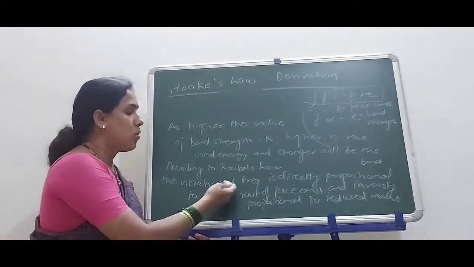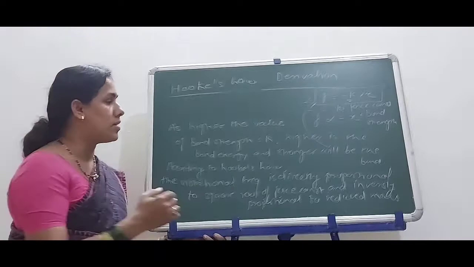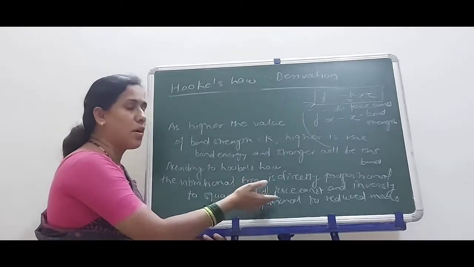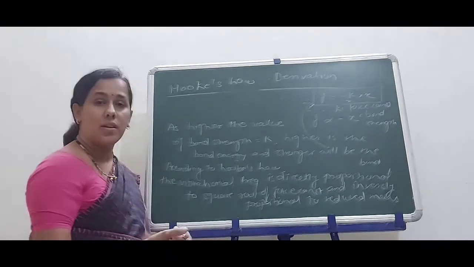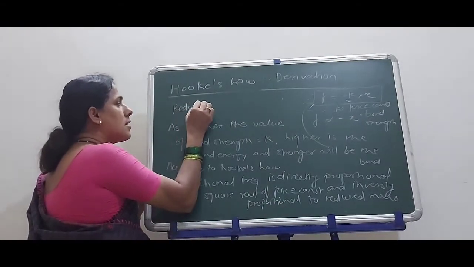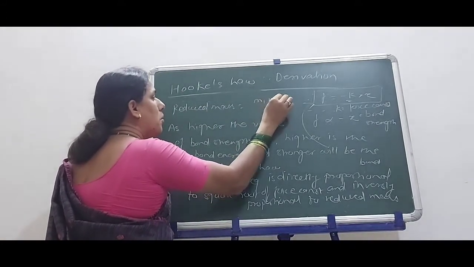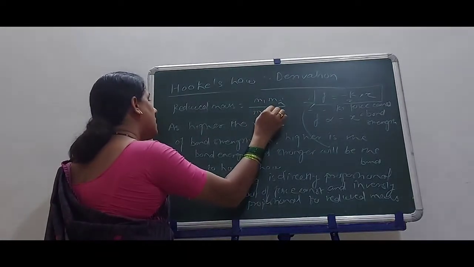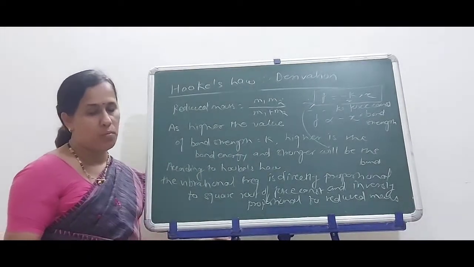What is the Hooke's law statement? The vibrational frequency of a diatomic molecule is directly proportional to the square root of the force constant and inversely proportional to the reduced mass. Now the question arises, what is meant by reduced mass? Reduced mass is equal to M1 M2 upon M1 plus M2, where M1 and M2 are the masses of the atoms of the diatomic molecule.